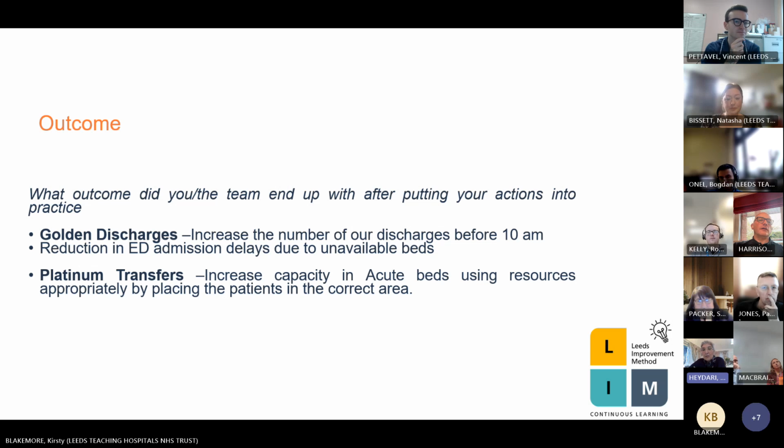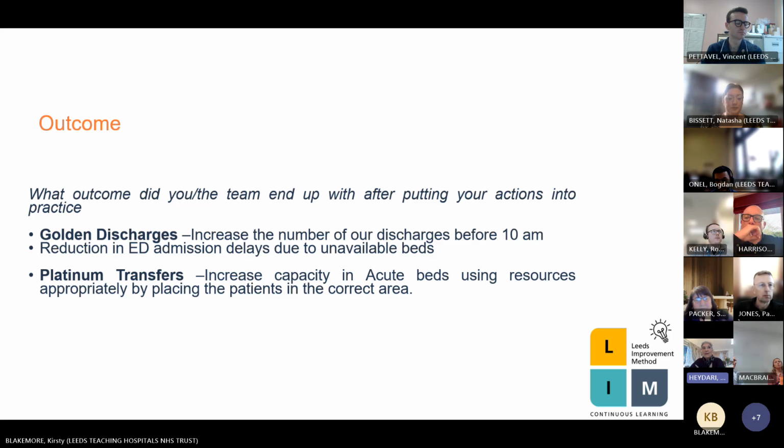So the purpose of our using a golden discharge and platinum transfers was that we recognized the majority of our discharges are from our medically fit discharge wards, and we could not use that capacity on time. As everybody knows, when patients attend the A&E, they need to transfer to the admission wards. In order to create admission capacity, we need to move patients from admission wards to the base ward, and then from the base ward to the Beckett wing, to the medical wards.